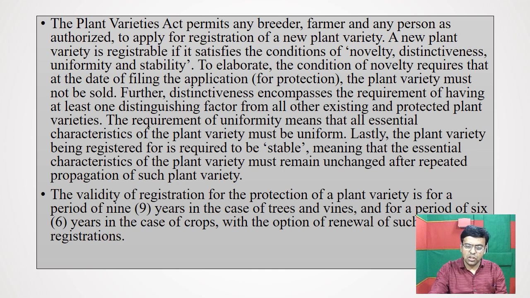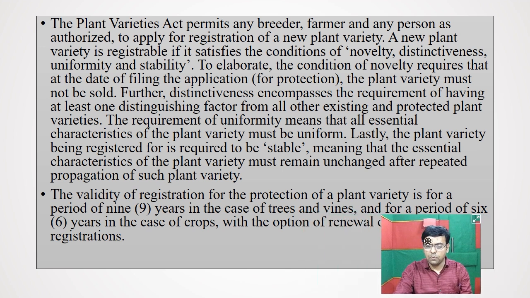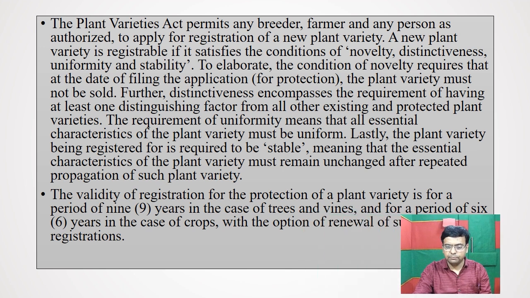The validity of registration for the protection of plant variety is for a period of 9 years in the case of trees and vines, and for a period of 6 years in the case of crops, with the option of renewal of such registration.